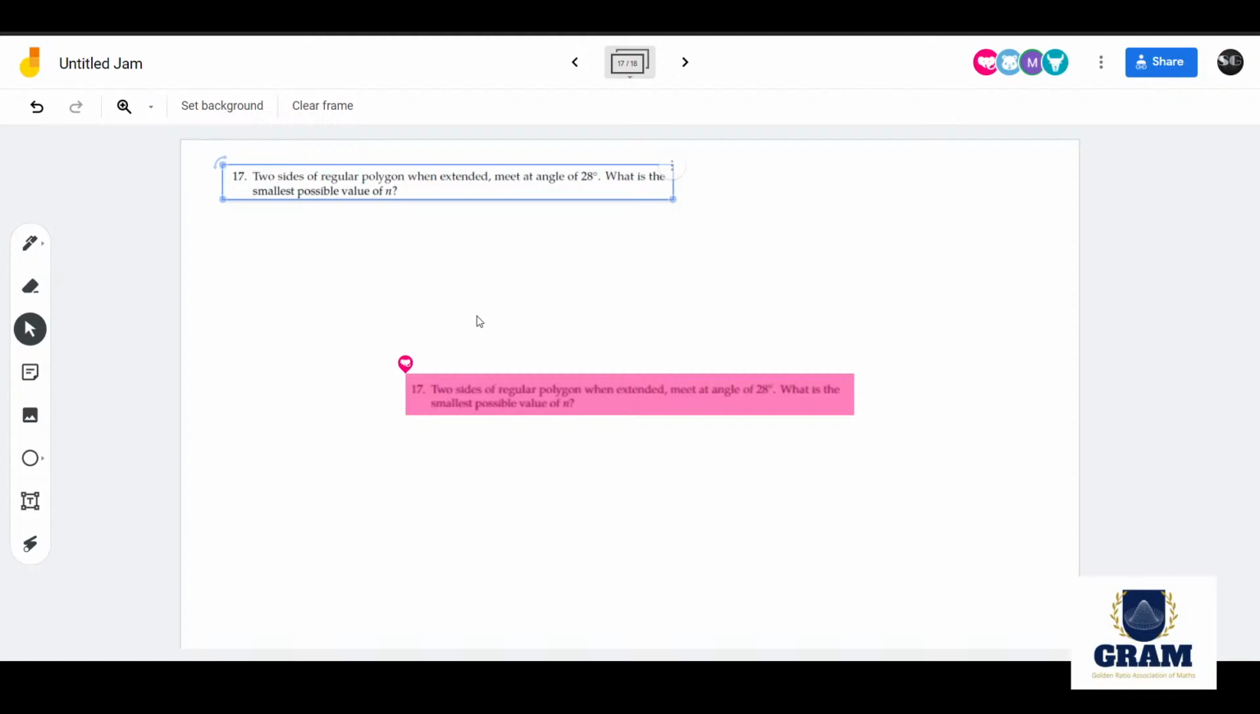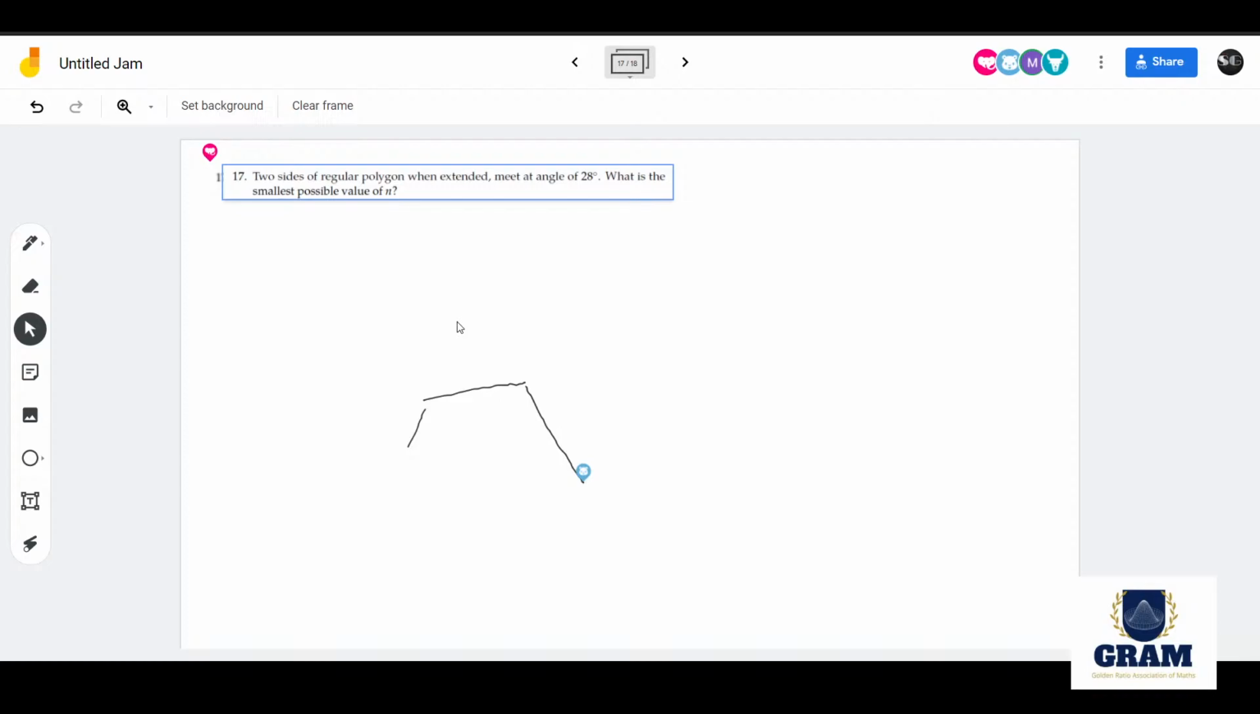So problem 17 is also a geometry problem, of angle chasing. Just make a regular polygon, and you don't need the whole regular polygon. You just need to find the value of n. If you get the exterior angle, you could divide 360 by that and get the number of sides in the polygon. It's given that when two sides of the polygon are extended, so I'm just extending it.